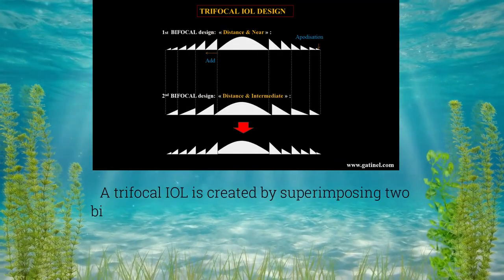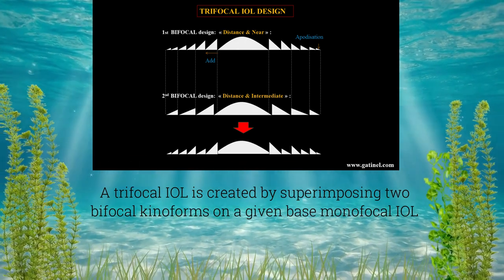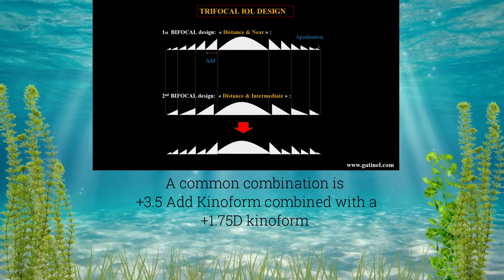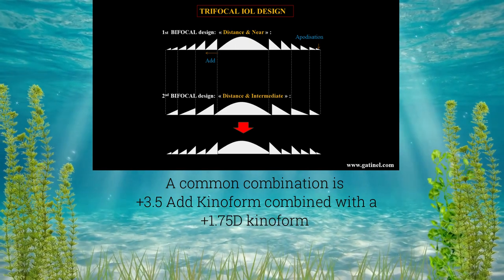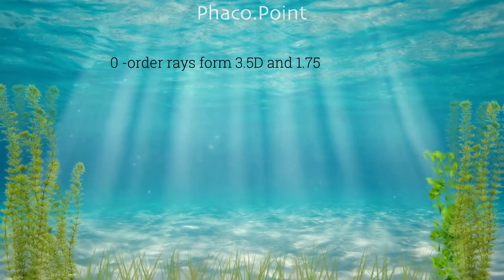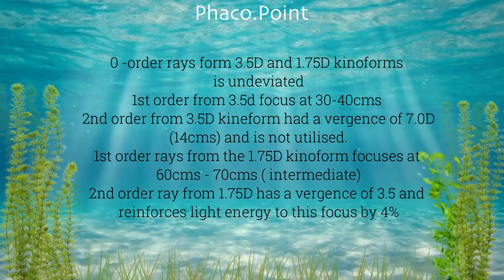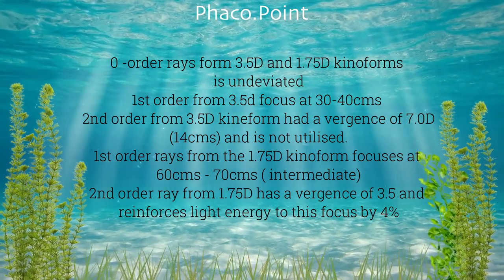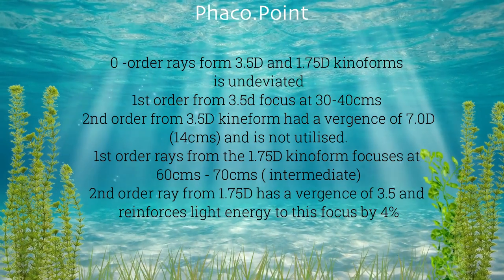Now, moving to trifocal lens designs, a trifocal lens is ingeniously designed by combining two bifocal lenses of two different adds. Let us say that there is a plus 3.5 add kinoform and a 1.75 kinoform put together in order to create a trifocal intraocular lens. Now, the zero order rays from 3.5 diopters and the zero order rays from 1.75 diopter kinoforms go undeviated. However, the first order rays from 3.5 diopters will focus at 30 to 40 centimeters, whereas the second order from 3.5 diopter kinoform has a vergence of 7 diopters and focus at 14 centimeters, and it's not utilized.